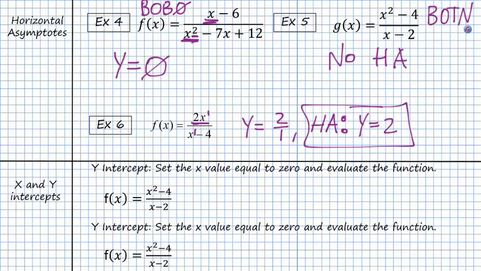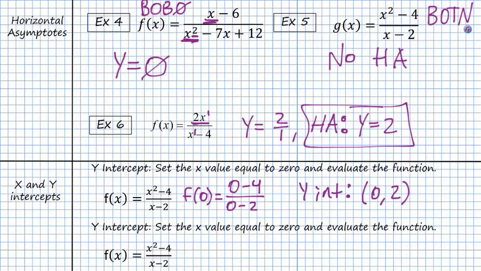All right, and then finally, let's talk about intercepts. So our y-intercept, you set the x value equal to 0 and evaluate the function. So you would just set equal to 0, so 0 minus 4 over 0 minus 2. And then that's going to be f of 0. And we see that the y-intercept is going to be the point 0, comma, and then negative 4 over negative 2 is positive 2.